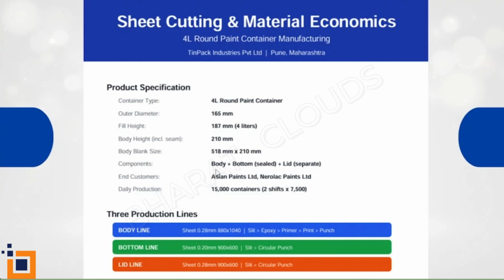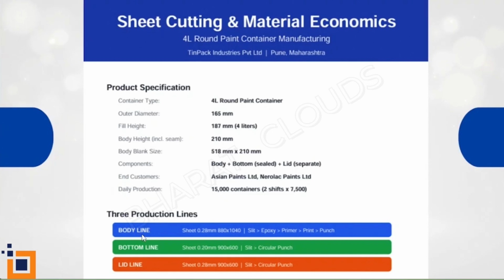The finished container has 3 components: a body, a bottom which is seamed permanently to the body, and a lid which is packed separately. End customers are Asian Paints and Nerolac Paints. Daily production target is 15,000 containers across 2 shifts of 7,500 each. 3 production lines feed into this.